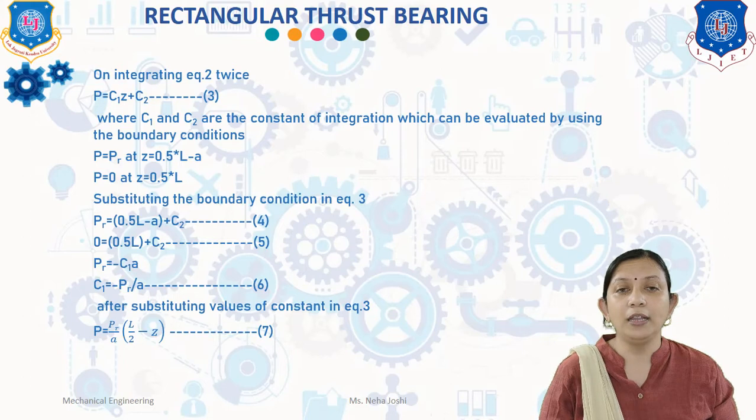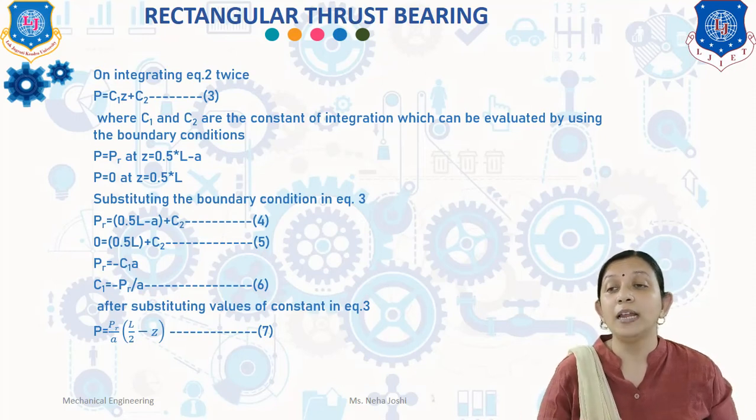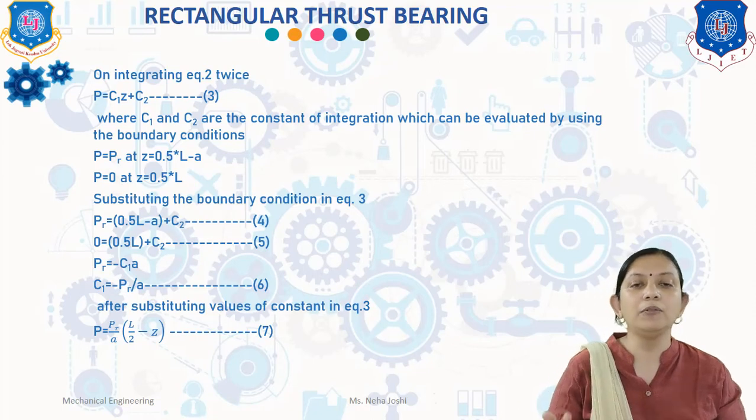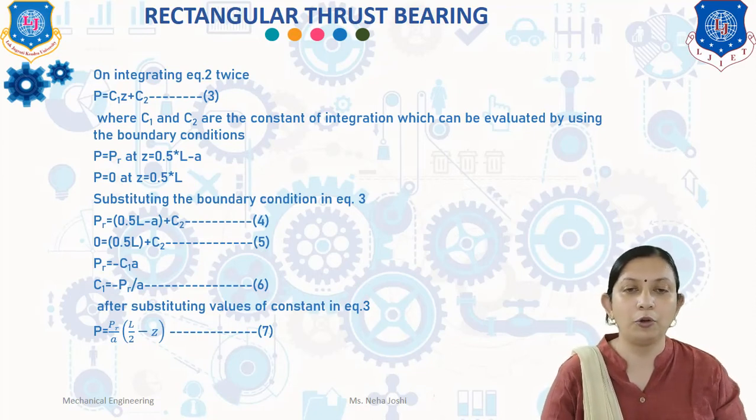Now on integrating equation 2 twice, we get P is equal to C1 Z plus C2, where C1 and C2 are the constants of integration, which can be evaluated by the boundary conditions. Now what are the boundary conditions? P is equal to PR at Z equal to 0.5 into L minus A, and P is equal to 0 at Z equal to 0.5 into L.